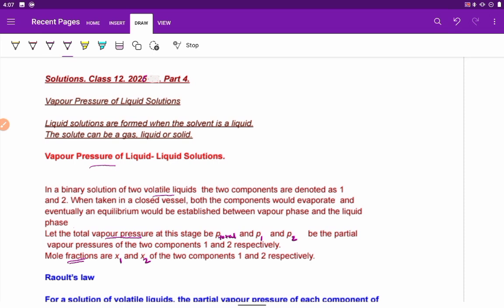Today we will deal with the topic solutions. It is meant for class 12 and this is part 4 of the topic. We will deal with vapor pressure of liquid solutions. Now liquid solutions are formed when the solvent is a liquid. The solute can be a gas, liquid or solid. We will see vapor pressure of liquid solutions.